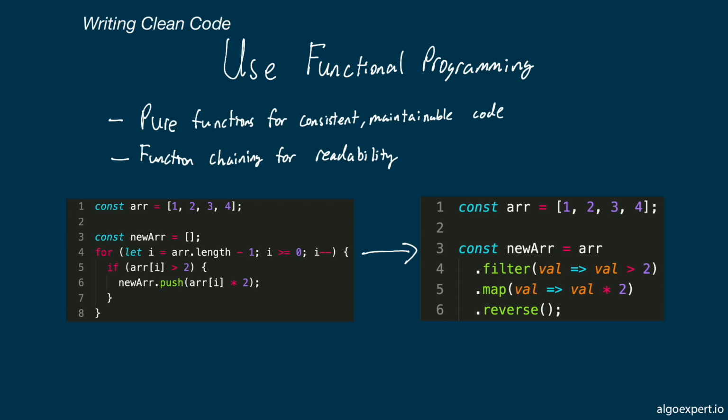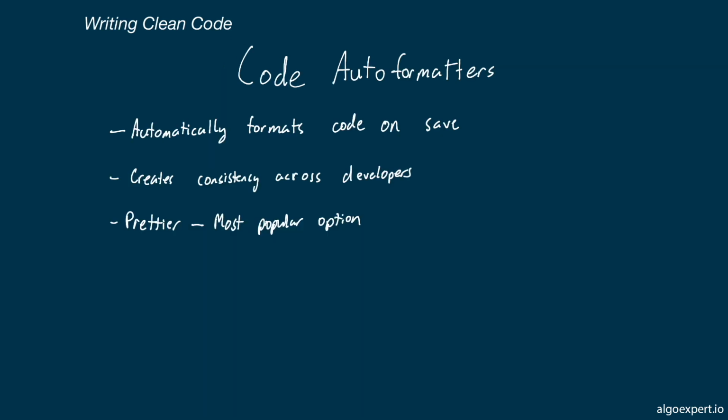Up next, I would recommend using a code auto formatter. This is a plugin that you can add to your code editor, and it is going to automatically format your code. The most common one of these is going to be Prettier. So what Prettier does is when you save your code, or you can just run it at any given time, you can have Prettier automatically indent your code and just make it look a lot cleaner.